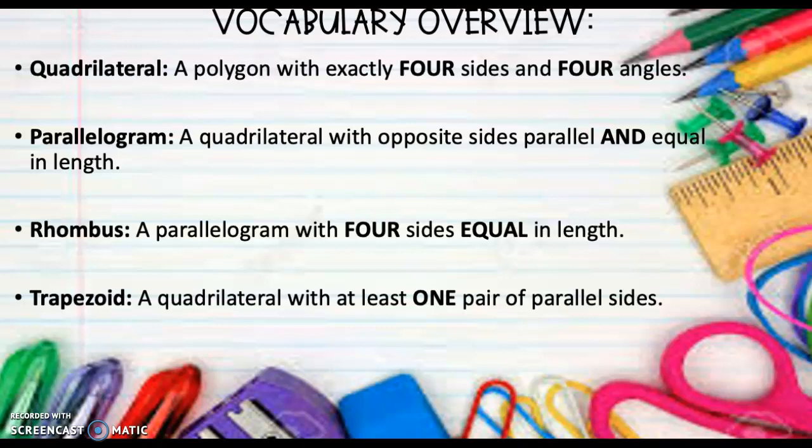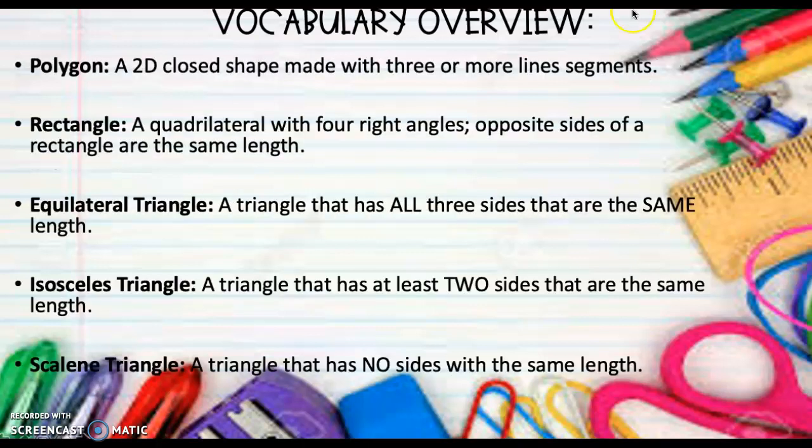And I'm sure all of you have heard these words before, so this will be nothing new for you. All right. A quadrilateral. Well, what is a quadrilateral, Miss Washington? That's a big word. A quadrilateral is a polygon, and I want you to remember a polygon is just a 2D closed shape made up of 3 or more line segments. So polygon covers the whole spectrum, okay?